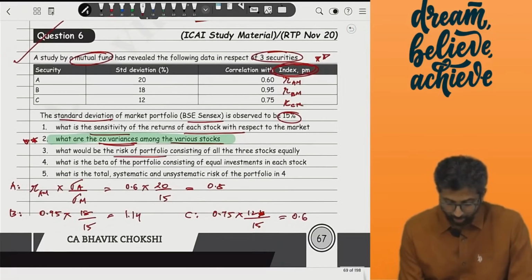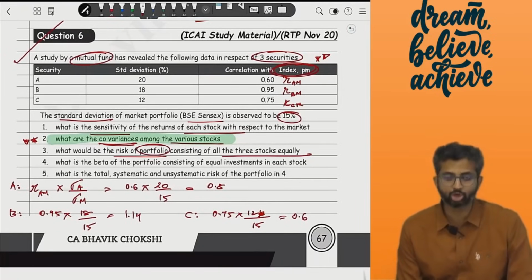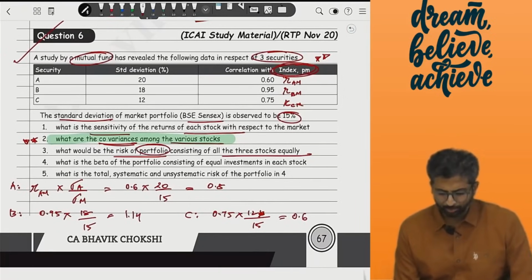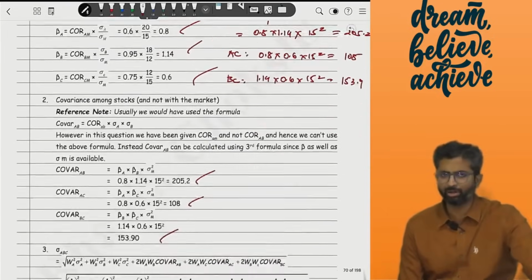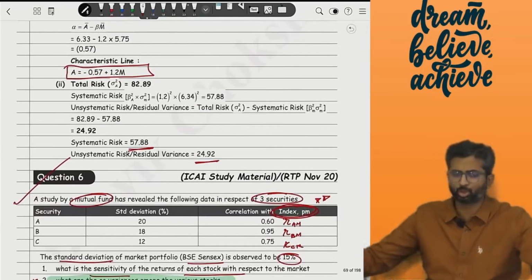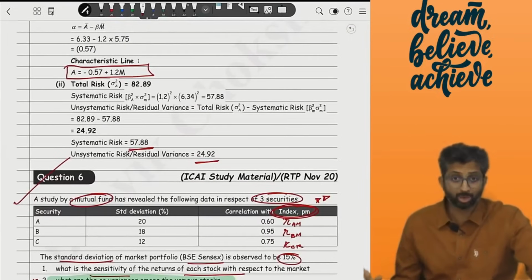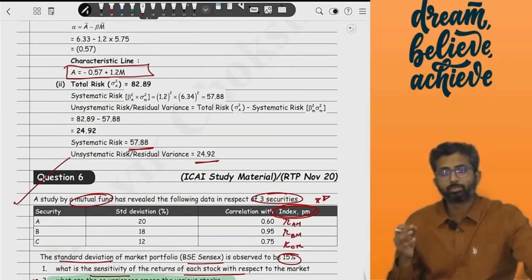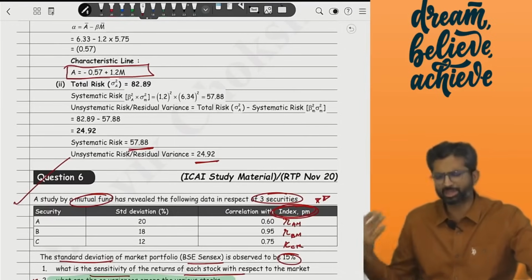What is the risk of the portfolio consisting of all the three stocks equally? Well, that is a portfolio standard deviation, a simple formula for three securities: A plus B plus C the whole squared, that's A squared plus B squared plus C squared plus 2AB plus 2AC plus 2BC.